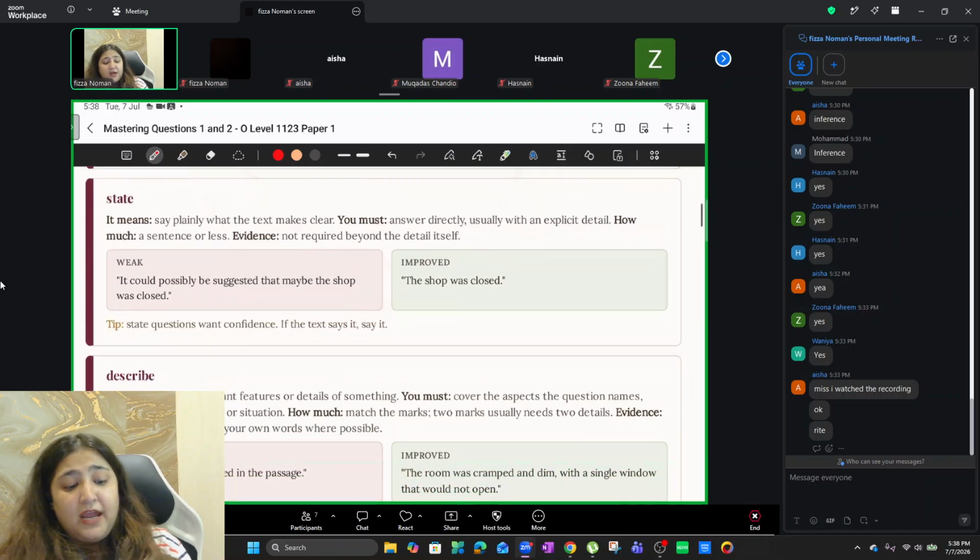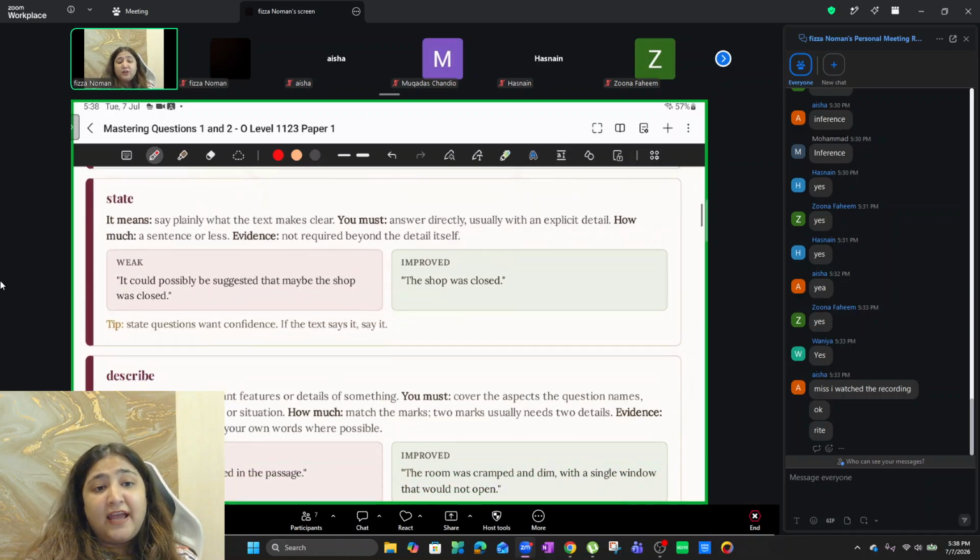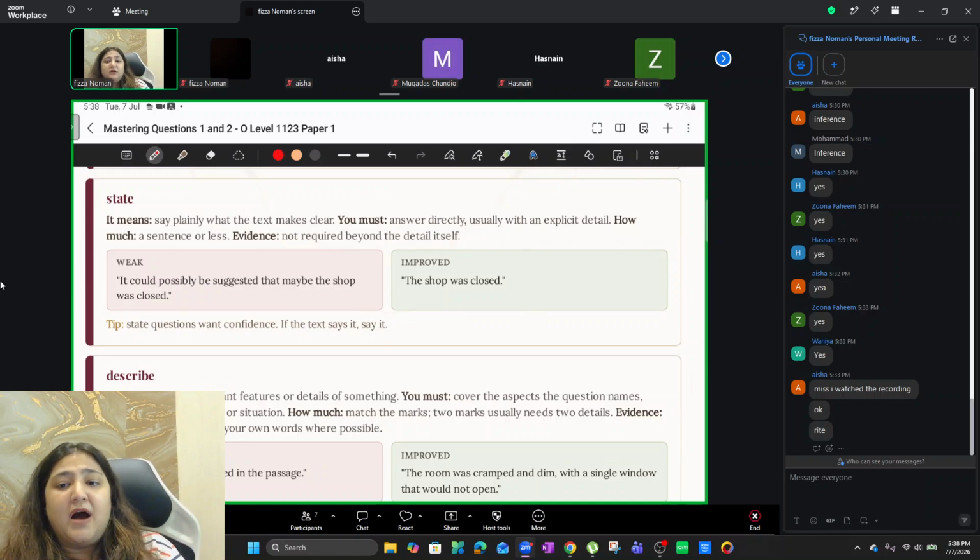Chalo, state. It means says plainly what the text makes clear. Very simple. You must answer directly, usually with an explicit detail. How much? A sentence or less, again depending on the demand of the marks allotted. Evidence not required beyond the detail itself because state is a pretty simple command word.